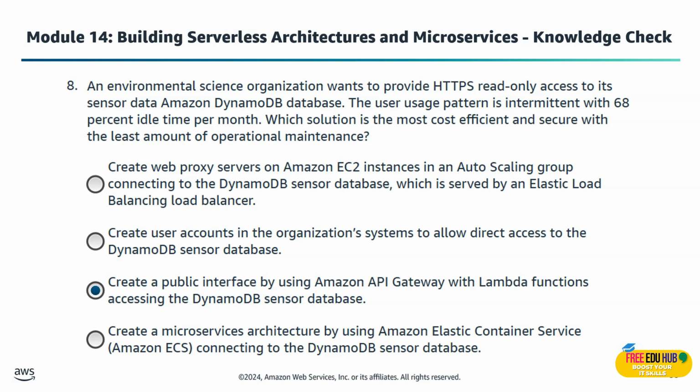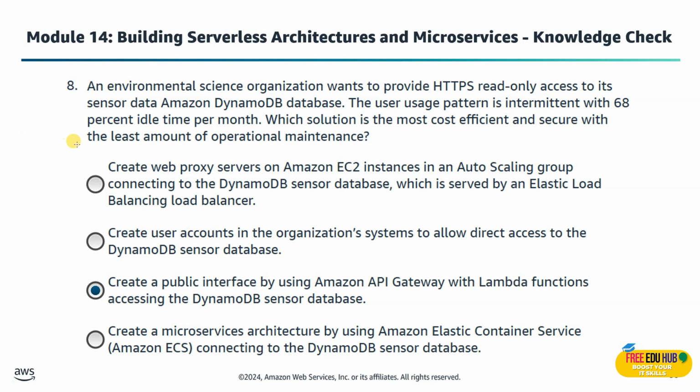So the right answer for this one is create a public interface by using Amazon API Gateway with Lambda function accessing the DynamoDB sensor database. The serverless solution minimizes the cost and maintenance. API Gateway handles HTTPS, Lambda would execute on demand, and DynamoDB would store the database. You only pay when it's used and idle time costs nothing. So let's explore the other options.